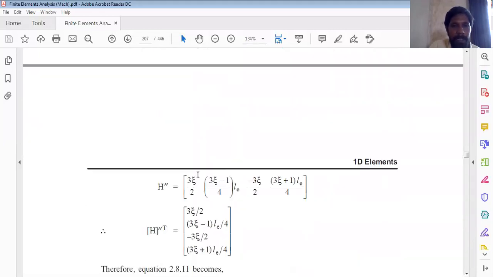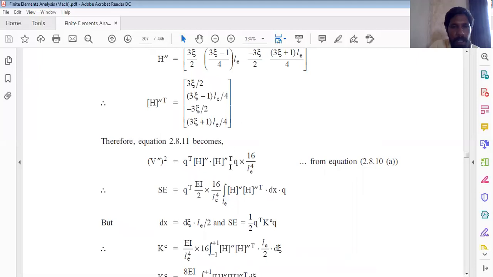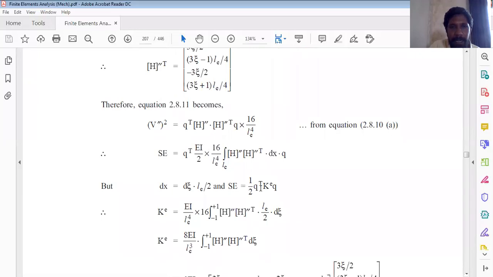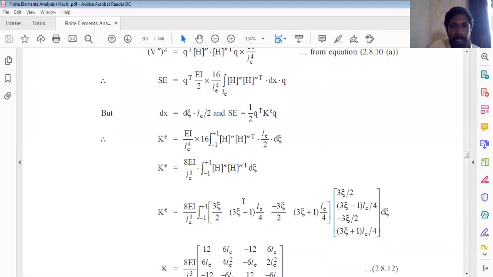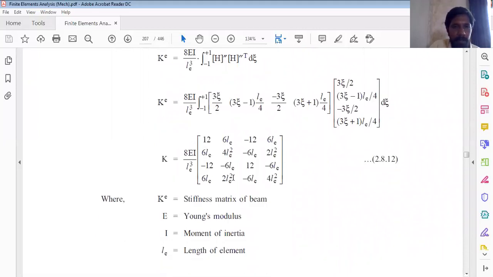So ultimately, H double dash is having this matrix. Transpose of this will be a column matrix. When you substitute all these terms in the V double dash whole square equation, you will get this. In general, strain energy is written as half Q transpose Ke Q, and the Ke term is separated here. Ultimately, when you substitute the terms of H double dash and H double dash transpose, multiply and integrate with the limits of -1 to +1, then we get the stiffness matrix of beam.